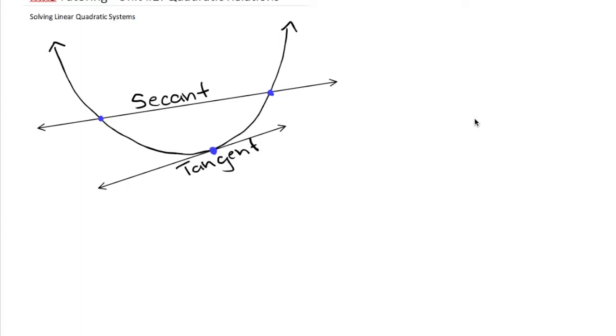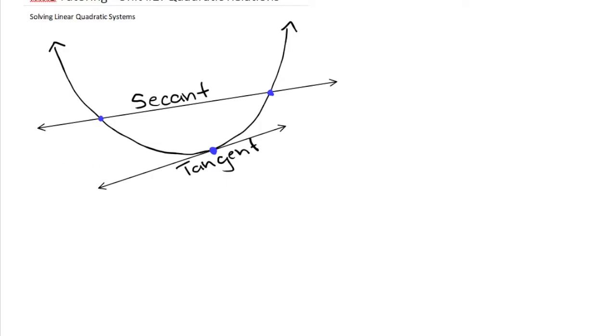In this video we're going to be learning how to solve linear quadratic systems. Well, what are linear quadratic systems? Linear quadratic systems are graphically any two equations that involve one parabola and one straight line. And the solution to a linear quadratic system has points for x and y that satisfy both the line equation and the parabola equation.